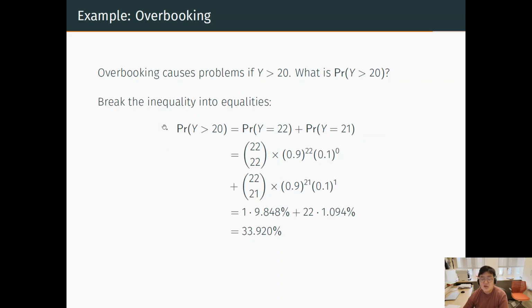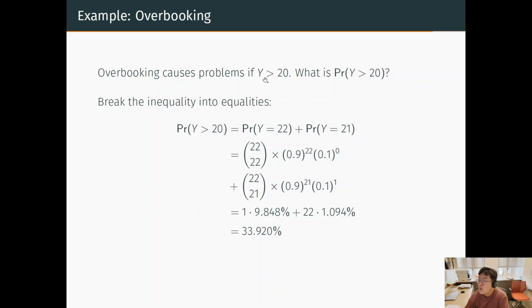Now, then let's think about the probability of the airline being in trouble. There are only 20 seats, the capacity is 20, but 22 people came or 21 people came. So then it's in trouble. It has to compensate the one or two people.